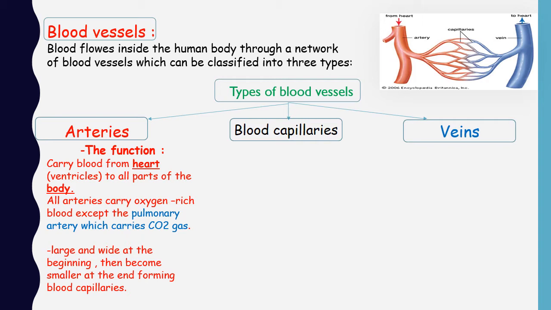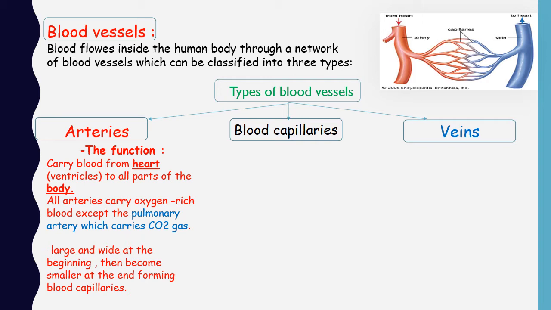What are the properties of those arteries? Arteries start large and wide at the beginning, at the heart, then become smaller at the end, forming blood capillaries. That means arteries start from the heart very large and wide. Then they become smaller to end with blood capillaries.